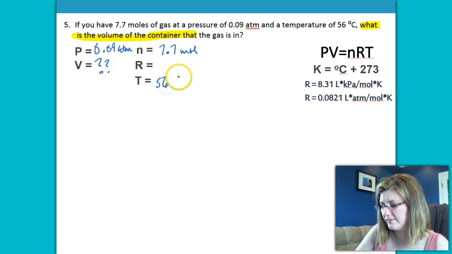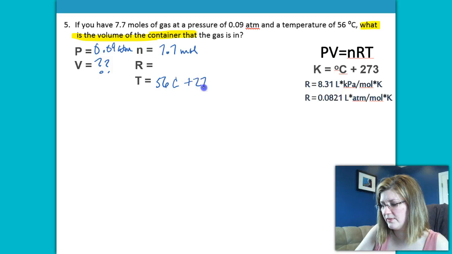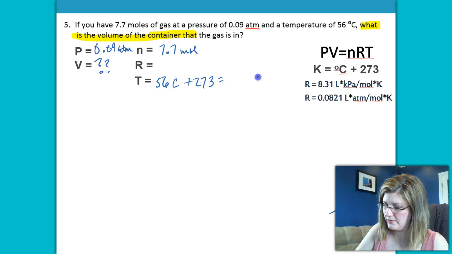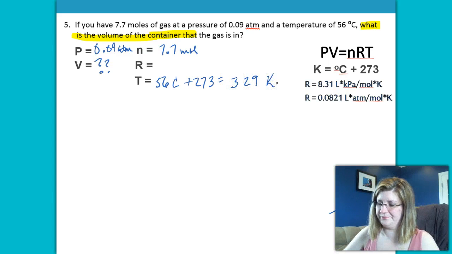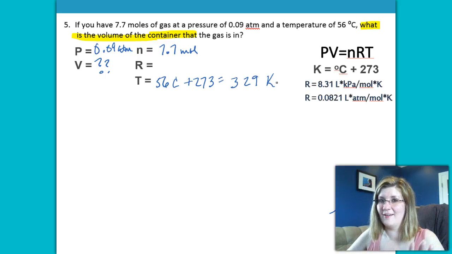56 C. But we know we have to convert that to Kelvin, so we add 273 there, and we get a temperature of 329, I believe. Okay, I'm not doing that in the calculator. That's all in my head. So if it's wrong, go ahead with the correct temperature in solving this problem.